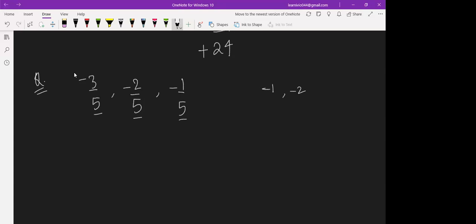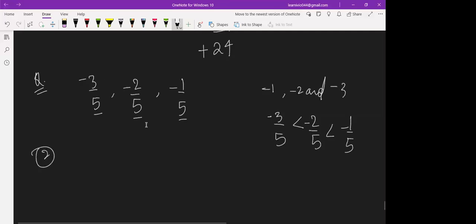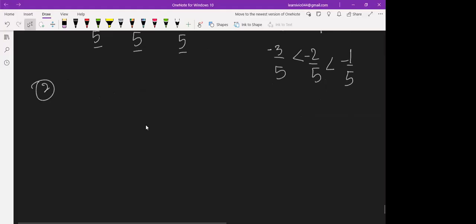Yes, ma'am, because same denominator. So, how do you arrange them? See, minus 3 is the lowest, so minus 3 by 5. Then minus 2 by 5. Minus 2 by 5 is greater, and then minus 1 by 5 is the greatest. Understood? Yeah. Okay. So, we come to the next one.